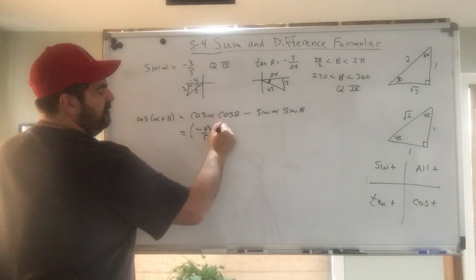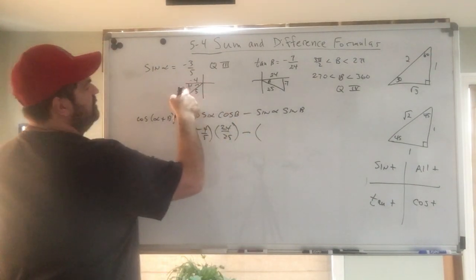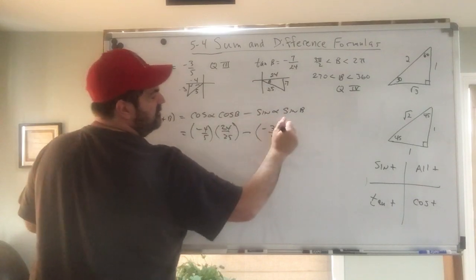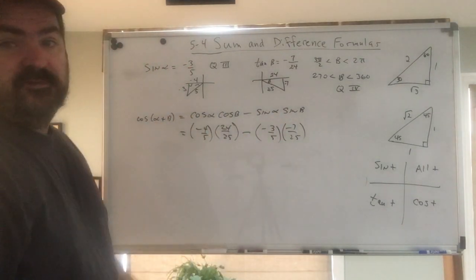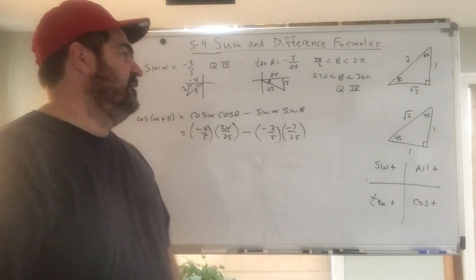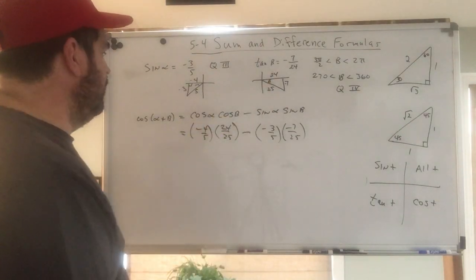Cosine beta is 24/25. Minus sine of alpha, which is -3/5. And sine of beta, which is -7/25. You're going to know, sine's opposite over hypotenuse, cosine's adjacent over hypotenuse. That's got to be just like tying your shoe. And tangent's opposite over adjacent, we should know those values.